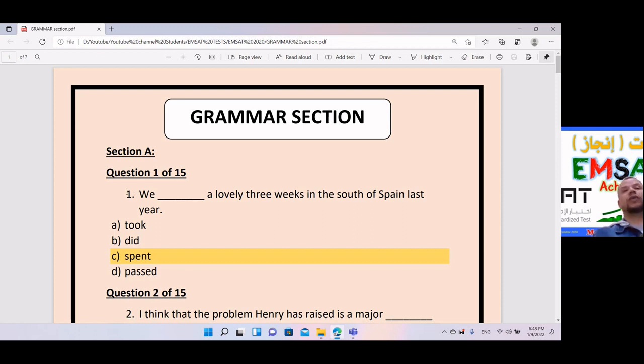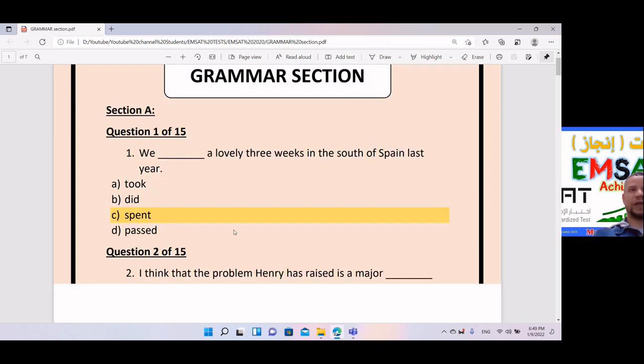For example, now question 1: we blank a lovely 3 weeks in the south of Spain last year. When you have last year, this is now a past. So which past now? Took a lovely 3 weeks, did a lovely 3 weeks. All of that is past simple. So the answer is what? It's about days you have spent. So the answer is spent, the past of spend. So spent is a past and is related to days, spent time, 3 weeks. The answer is spent.